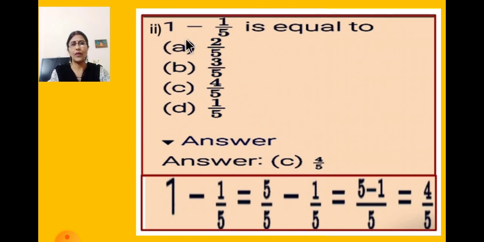Now next question, 1 minus 1/5 is equal to, now these are the options given, 2/5, 3/5, 4/5, 1/5. So you have done this kind of questions. So what you will do, 1 you can take as 5/5 minus 1/5, and now you can see both the denominators are same. So LCM will be 5 only, and then 5 minus 1 is 4, 4/5. So here you have to see which option has 4/5, that is C. So you will select this option. So the answer is C.